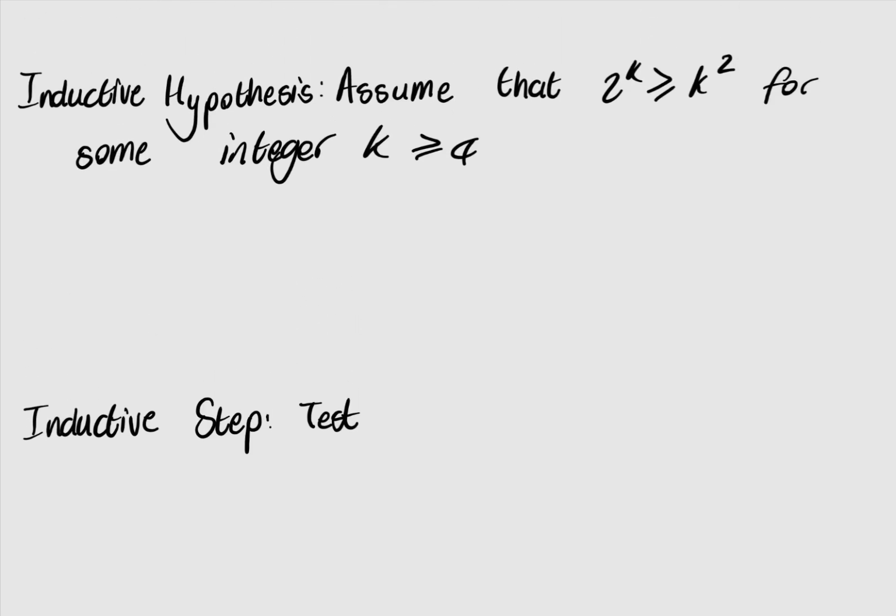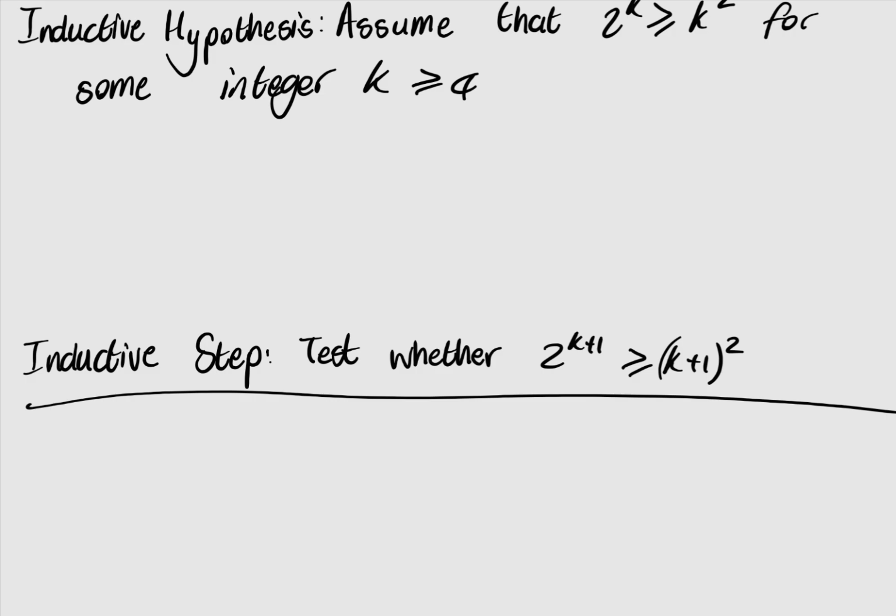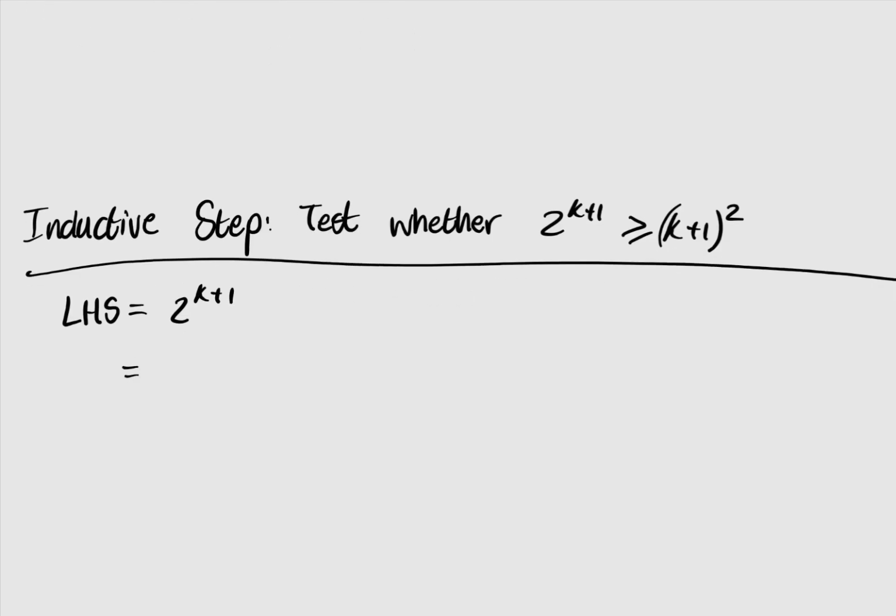And then onto the inductive step. This is where we test whether it's true for k plus 1. So let me just write out the heading and then we'll start. Test whether that is true. Let's underline it just so that the marker doesn't think we're starting our proof there. So we say left hand side is equal to 2 to the k plus 1.